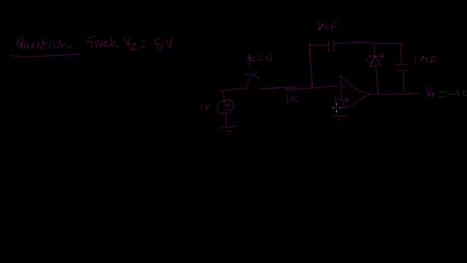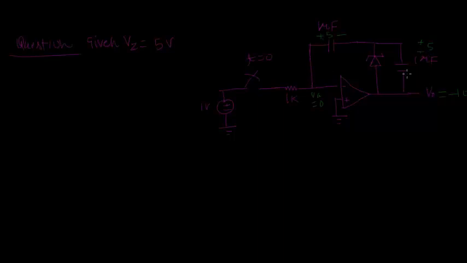Since the positive terminal is grounded, this terminal voltage, let me call it Va, is also going to be grounded, 0. So when V naught will reach minus 10 volts, both the capacitors will have equal voltage because they are connected in series when the Zener diode is not in breakdown. So this will be charged to plus minus 5 volts, and this will also have the same voltage, 5 volts. So V naught is going to be minus 5 minus 5, which is minus 10 volts.